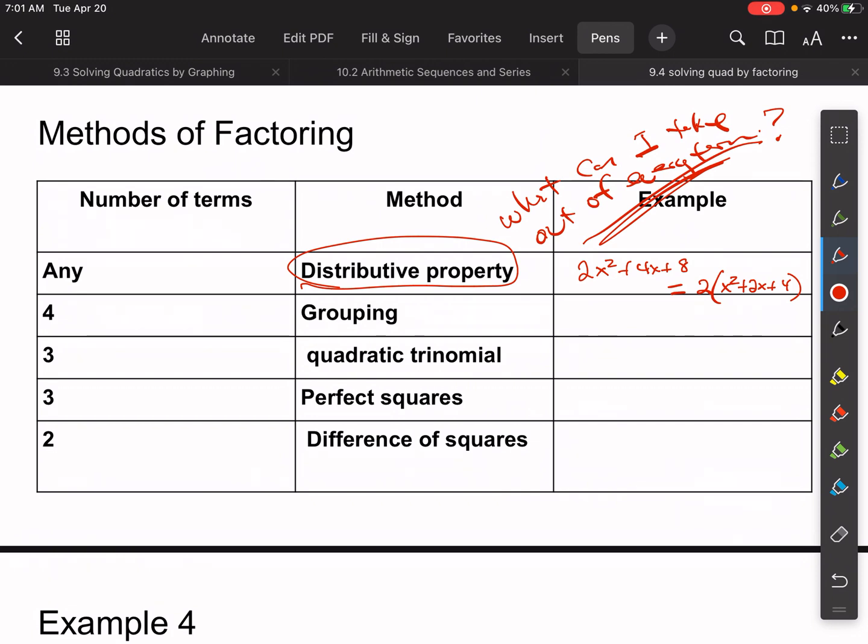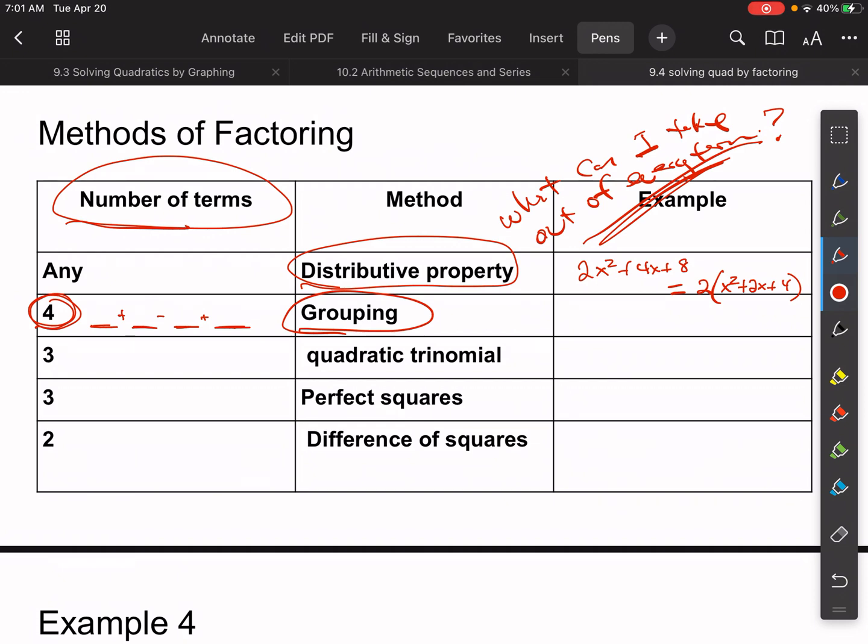Then, notice how this chart's set up. The number of terms is important. So if I have 4 terms, 4 pieces that I'm dealing with, separated by plus and minus signs, it doesn't matter if they're positive or negative. But if I have 4 pieces, you are always going to group. That's going to be your method. Okay, so with 4 pieces, we always group.